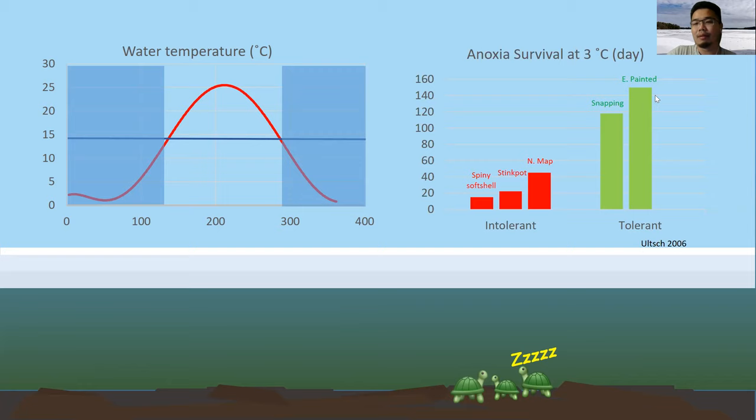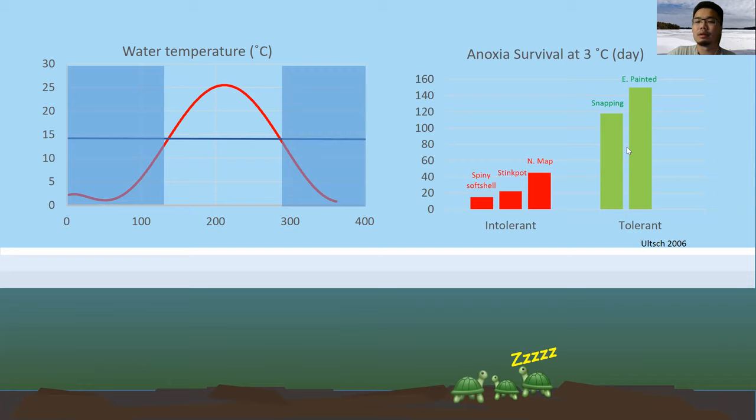That is 5 months. So they can survive hibernation without any oxygen uptake from the environment. This one turtle missing here is the Blennius turtle. We don't know exactly whether Blennius turtles are tolerant to anoxia or intolerant, but we tend to think they're tolerant just based on their biology.